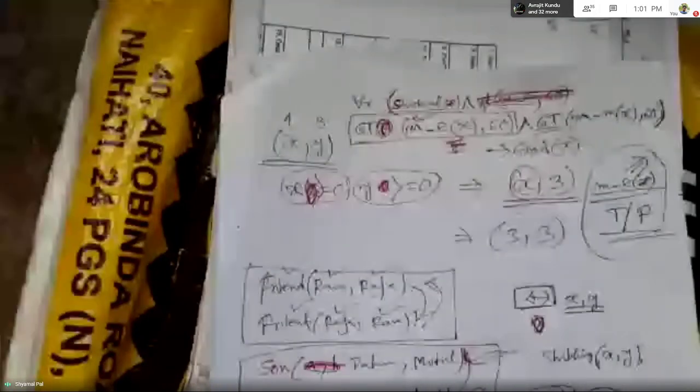Any question at this point? Already 1 plus 1. Time is 1 plus 1. Any question?